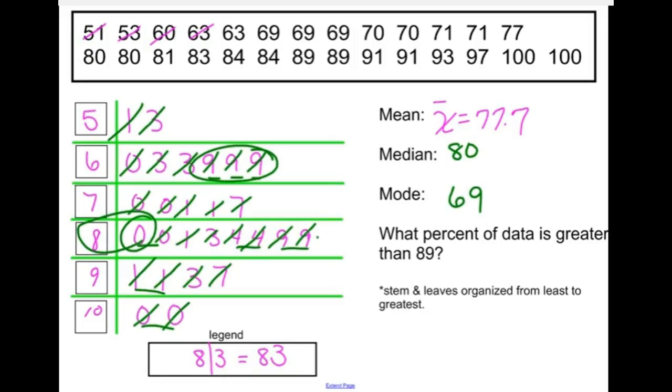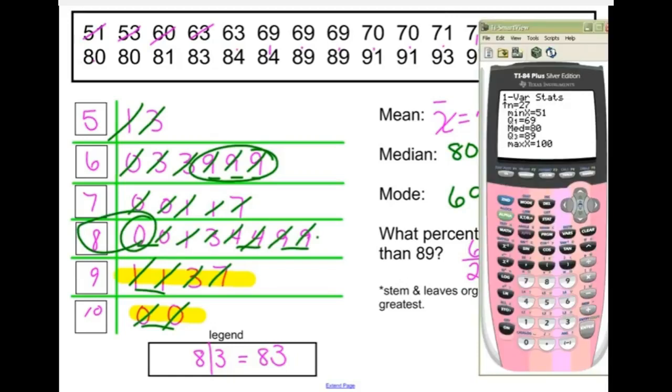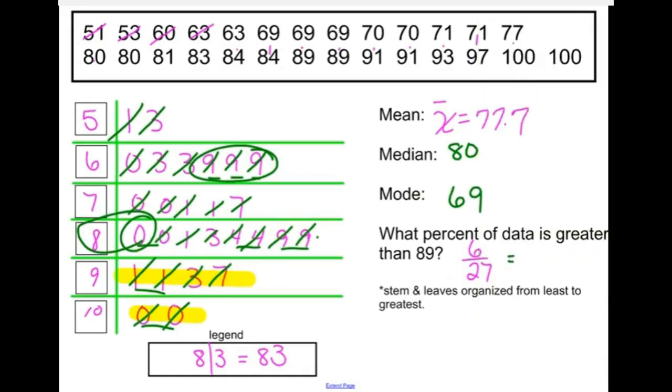What percent of the data is greater than 89? So I want data greater than 89. That would include all of the 90s as well as those 2 100 pieces of data. So I've got 1, 2, 3, 4, 5, 6 pieces of data. 6 out of a grand total of, was it 27? 2, 4, 6, 8, 10, 12, 14, 16, 18, 20, 22, 24, 26 out of 27. 6 out of 27 pieces of data. What is that as a percent? 6 divided by 27. 22% of the data is greater than 89.